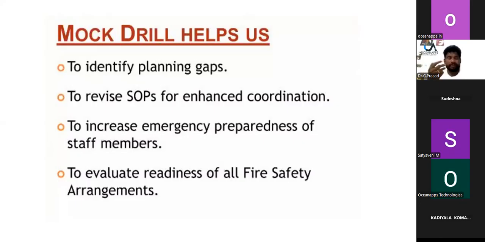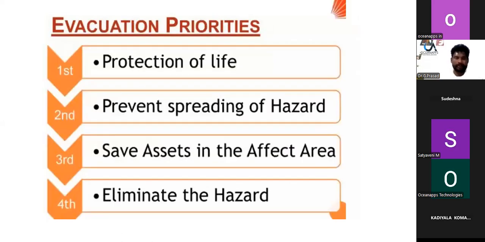Even when people are far away, by walkie-talkie, phone calls, or by using a bell or ring, we can have a lot of help in the situation. To evaluate the readiness of all the fire safety arrangements, we make all the fire safety arrangements accordingly. These are the main helps of the drill. Next, evacuation priorities. Evacuation means clearing out.